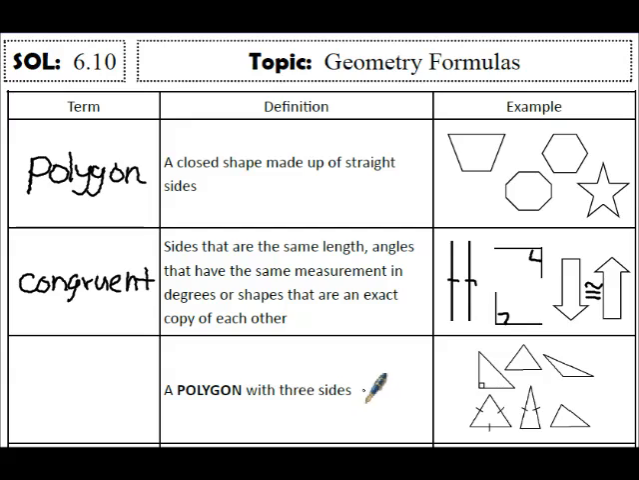A polygon with 3 sides, like these shapes here, is called a triangle, and tri means 3, like a bike has 3 wheels.